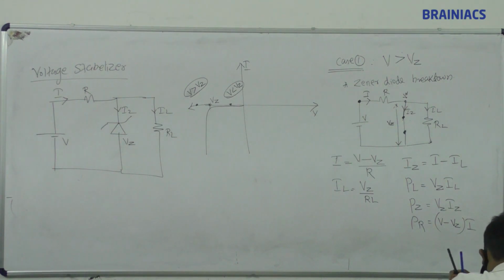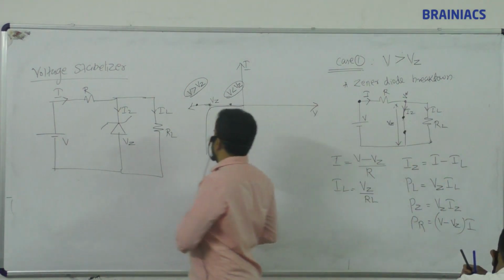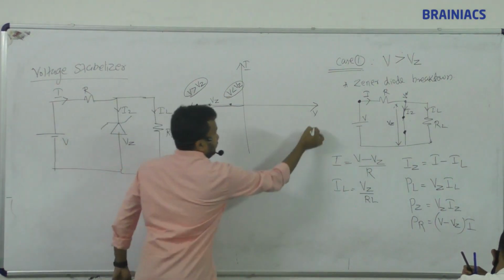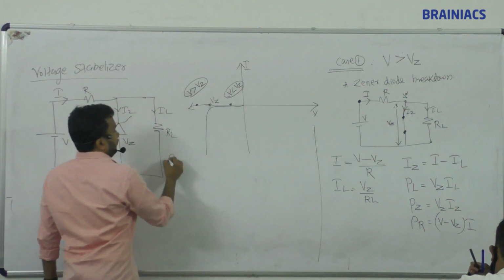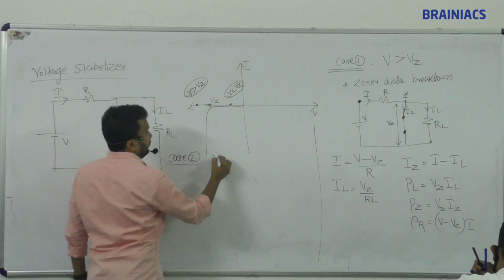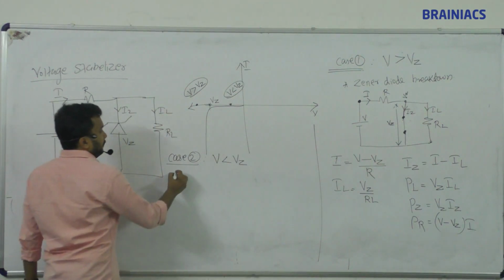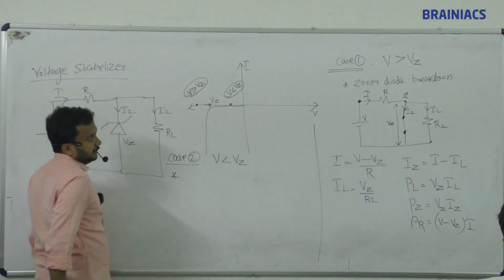Next one, case 2. Case 2 is what? V less than Vz.